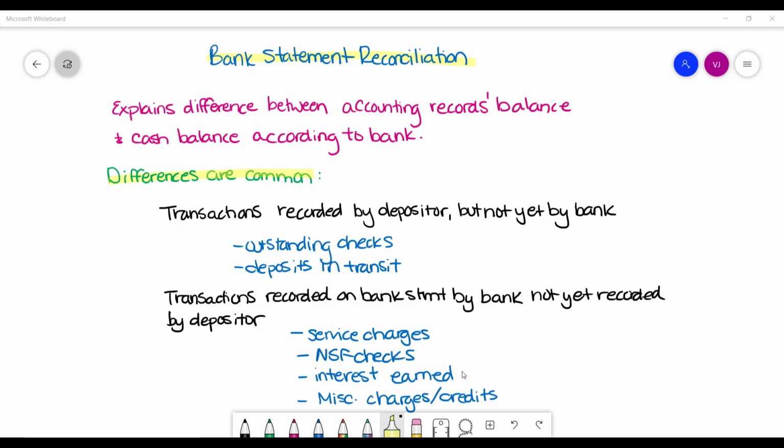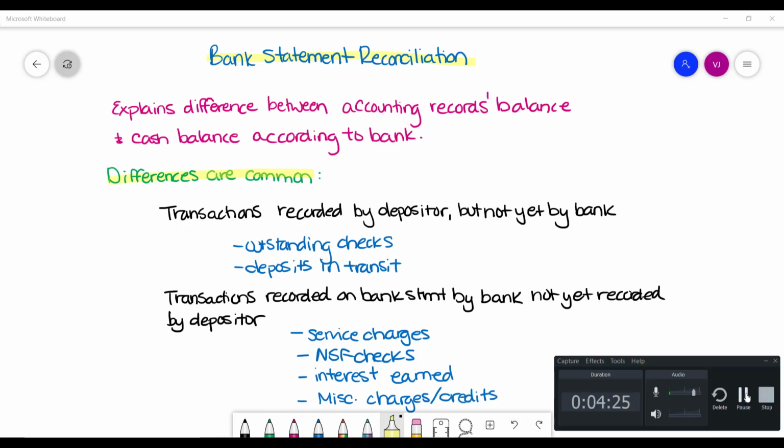Interest earned as well. If we have an interest-bearing account and we earn interest revenue on our balance, the bank will record that increase immediately, but the company won't necessarily. Until we actually get that bank statement, we can't make adjustments for that. And any other miscellaneous charges or credits. For example, if the bank collects a note receivable on the company's behalf, the bank will know immediately about that increase to cash, but the company won't necessarily, and that won't yet have been reflected in the company's cash balance on the accounting books.